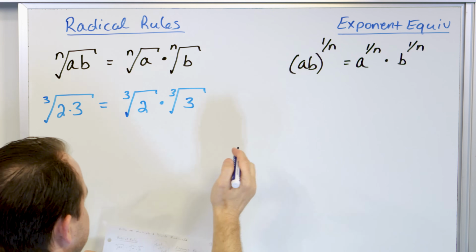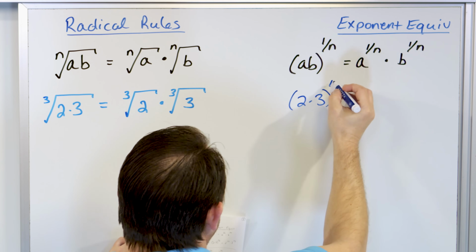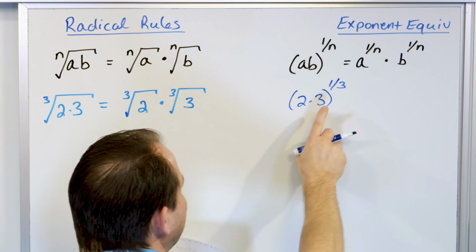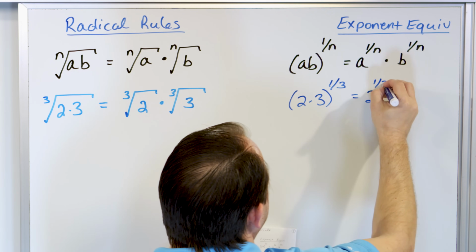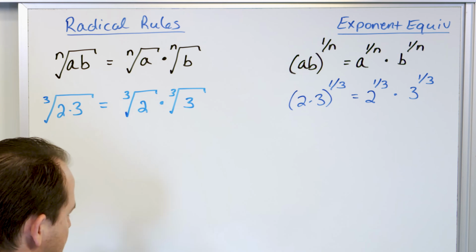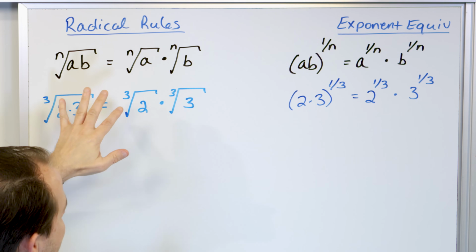So in terms of a number example, like the one we did here, I can say that 2 times 3 can be written here as 2 times 3. I can operate it as 1/3 power, taking the cube root of it. That would be the same thing as operating this exponent on the 2 and then operating this exponent on the 3.